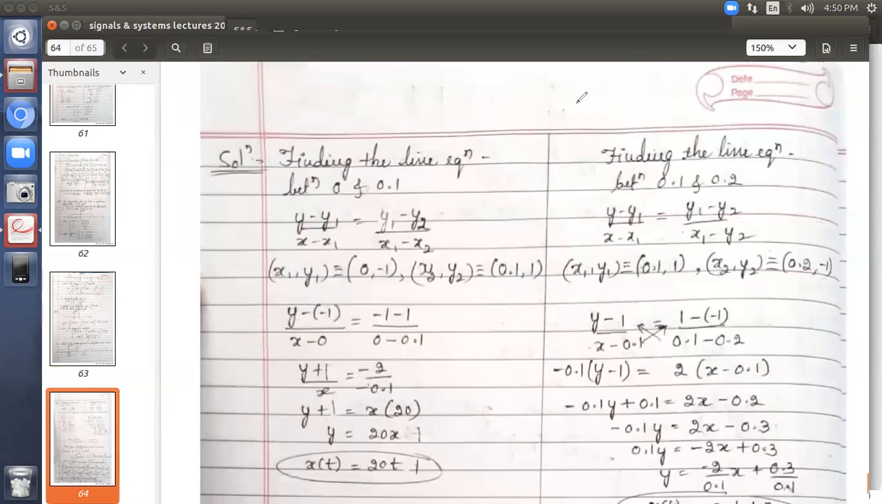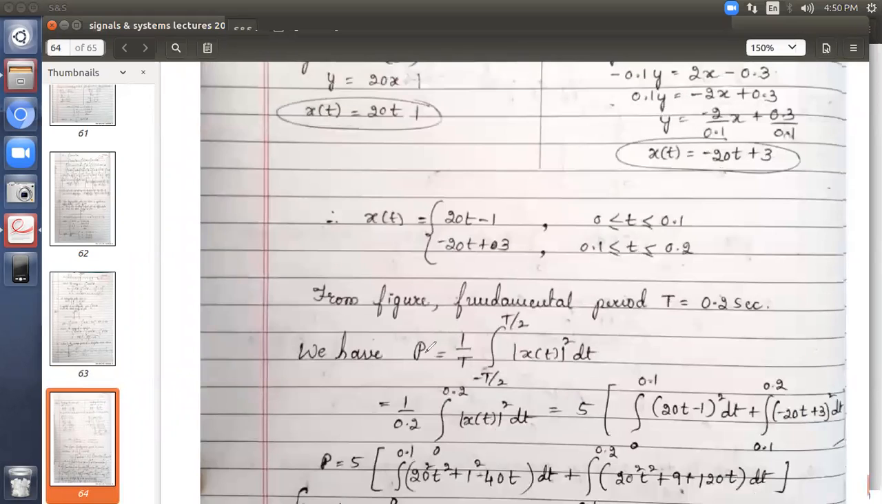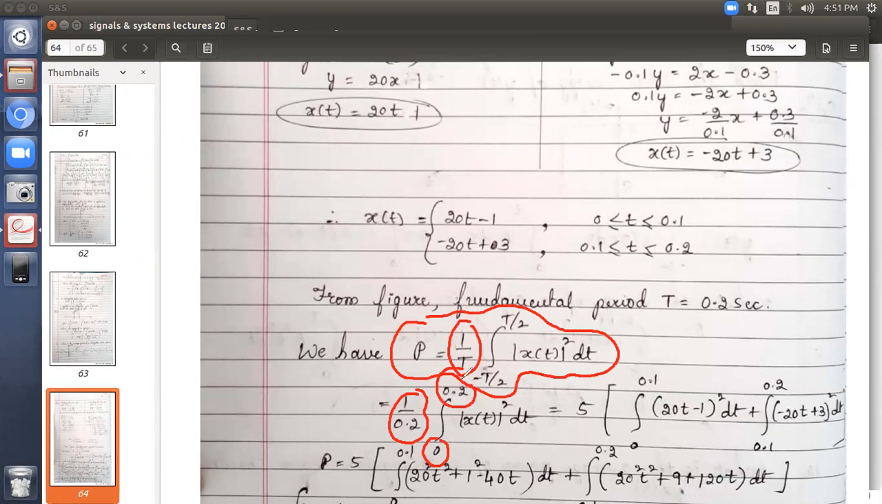So try calculating the power. From these straight line equations, we have written the equation for the given signal x of t. Power, how to calculate? 1 by T, integration from minus T by 2 to plus T by 2. You can take 0 to T also. X of t squared, signal squared, into dt. Now, if you see, 1 by T is 1 by 0.2. And integration is over the limit 0 to T. So 0 to time period, which is 0.2. Just now I have shown you how to get that time period, 0.2.